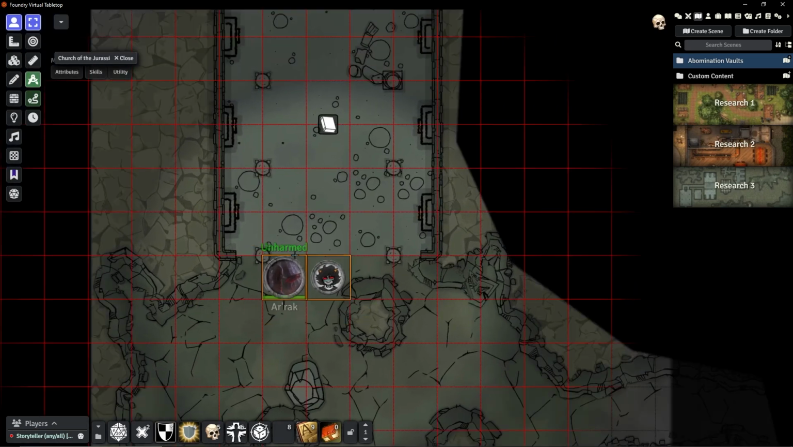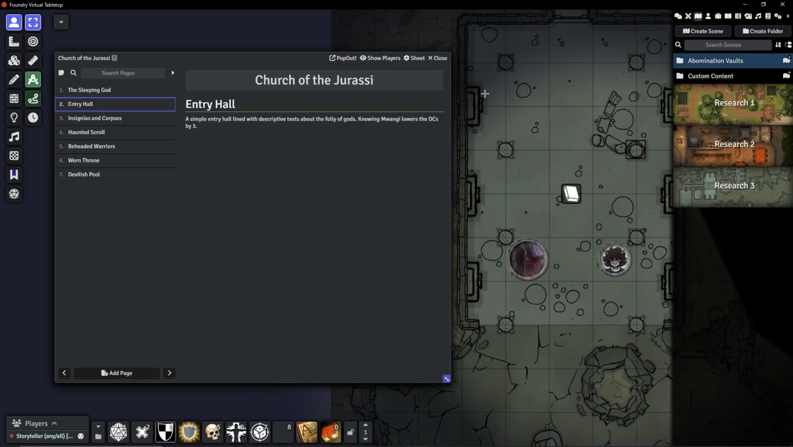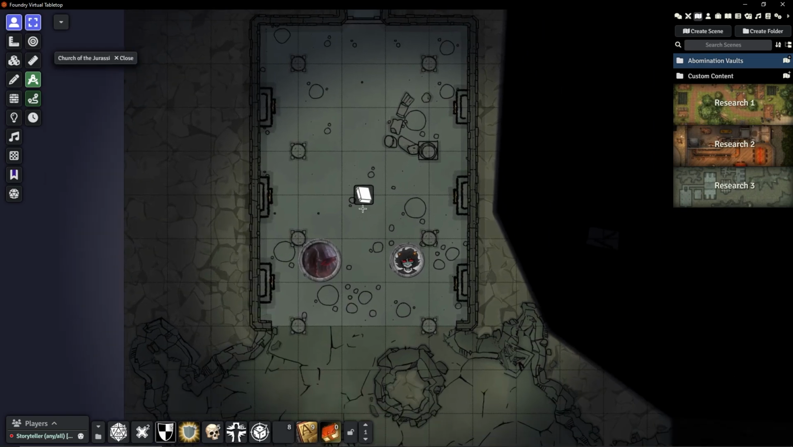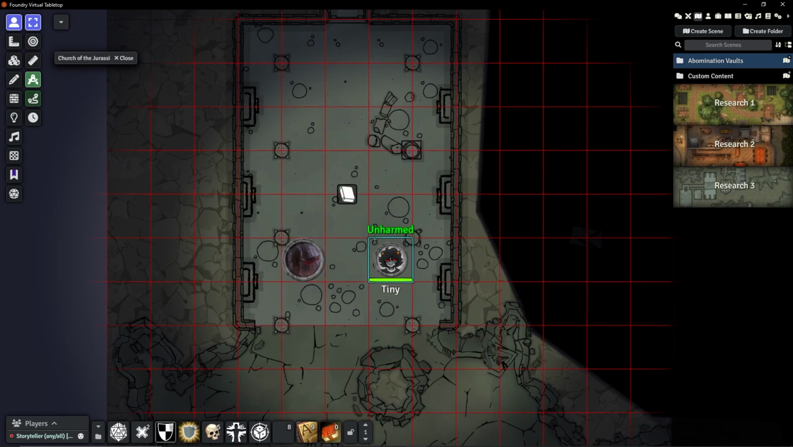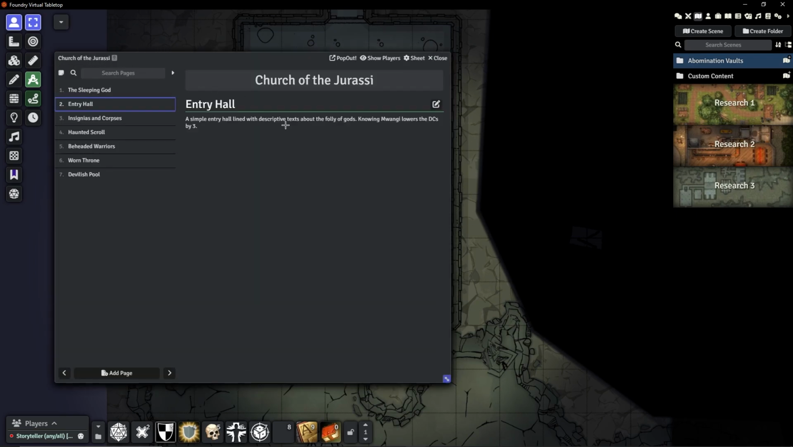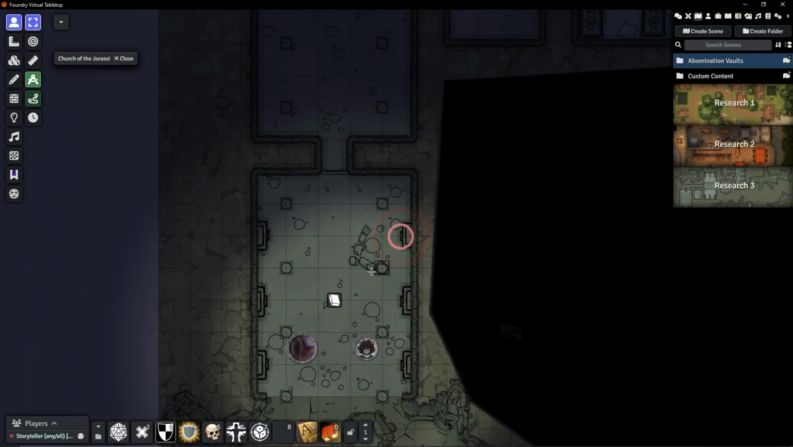The opening here for them will be striding into the entry hall. It's a simple entry hall lined with descriptive texts about the folly of gods. Knowing Mongi lowers the DCs by 3. So the party is going to simply look around, read the insignias here, and the various texts. I did not note, but they only get the 6 attempts that there are. But they're going to pass both and gain 2 research points, which then allows them to learn that this structure is in fact an old church dedicated to a powerful lizard god. That's what the texts here are describing.